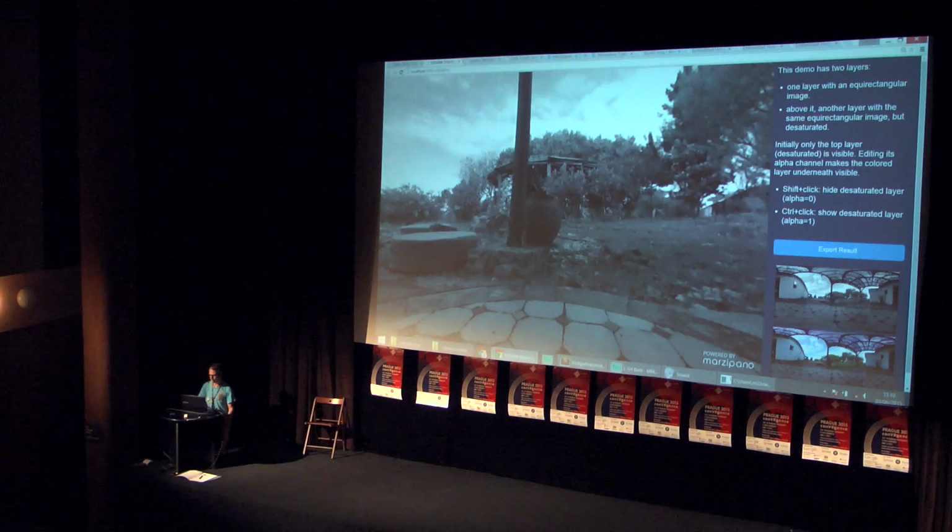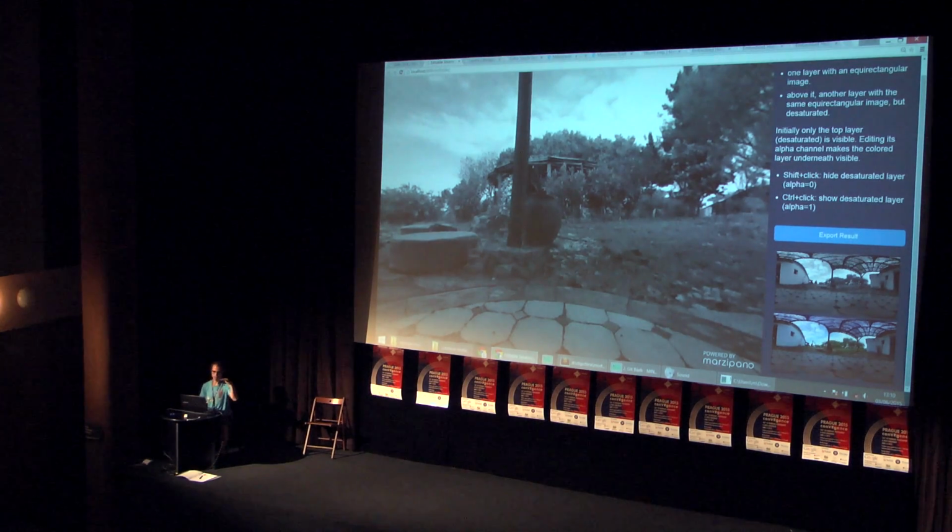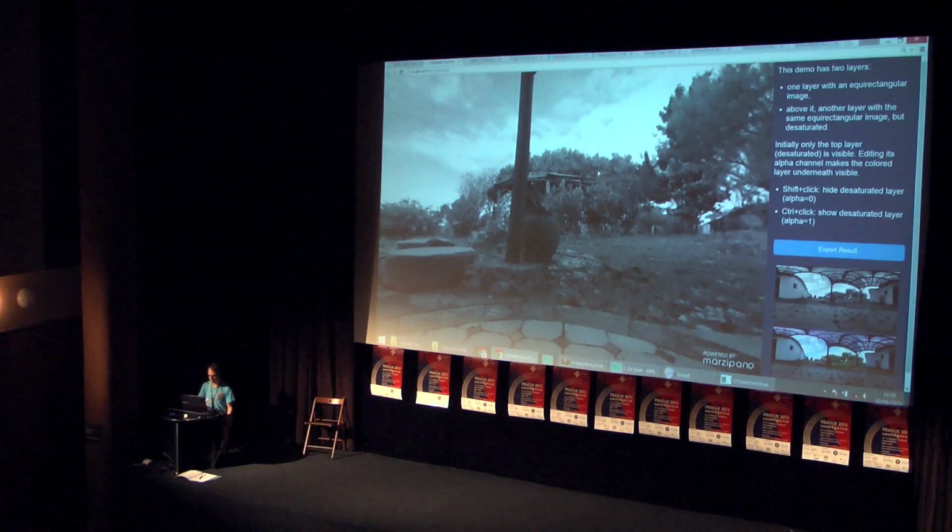So here you have the same image, and it's being displayed on a layer. And over there, you display the same image, but desaturated. So now you are just seeing the top layer. And on this demo, what we did is that we added like a brush tool, which edits the alpha channel of the top image. So it will make this black and white image transparent. And when it does that, it will reveal the image below it. So you can have like a little panorama editor on the browser.